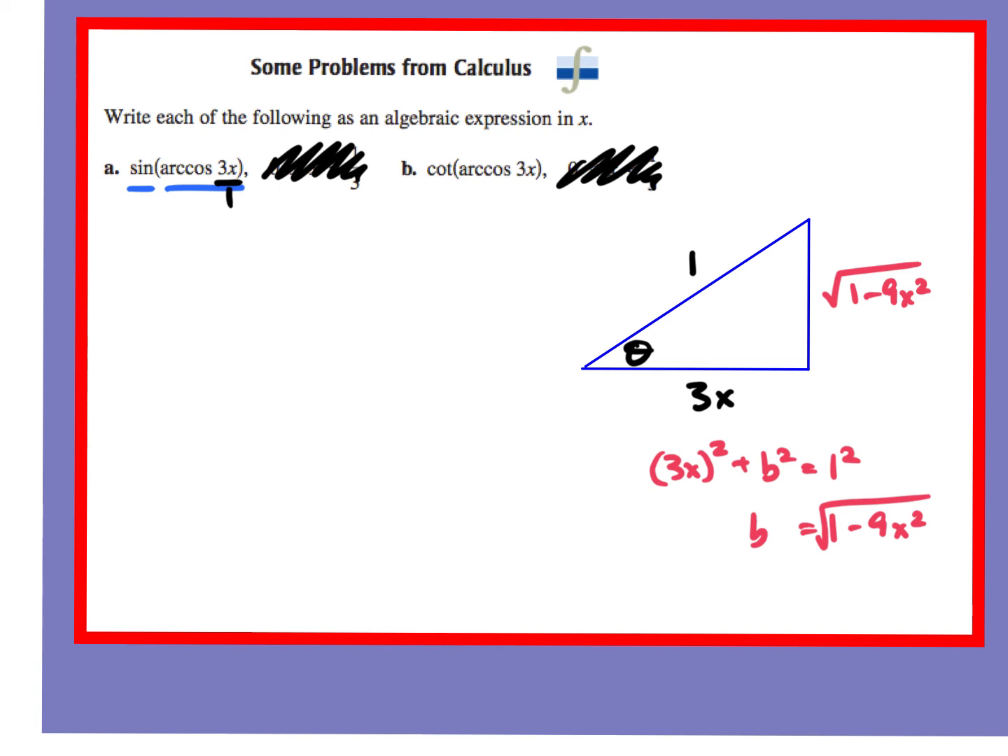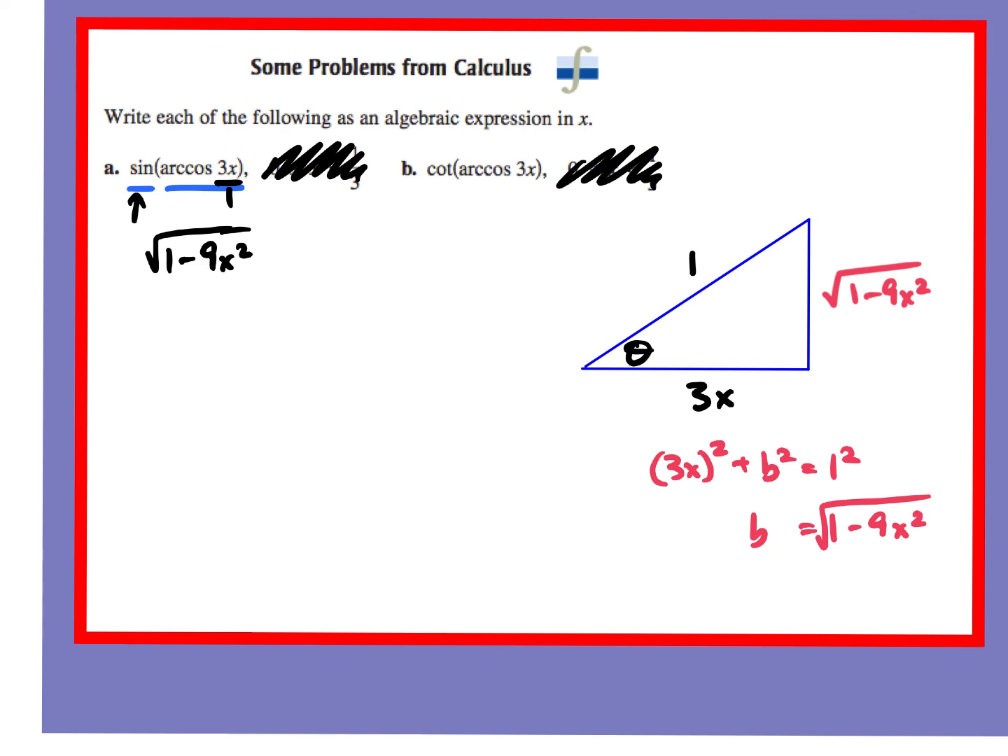All right, so now I have this triangle. So now what's being asked of it? The sine of it. So what's the sine of it? So the opposite over the hypotenuse. So what's the opposite? Square root of 1 minus 9x squared. There it is. All right. Pretty simple. All right, cool. Let's look at this next one.